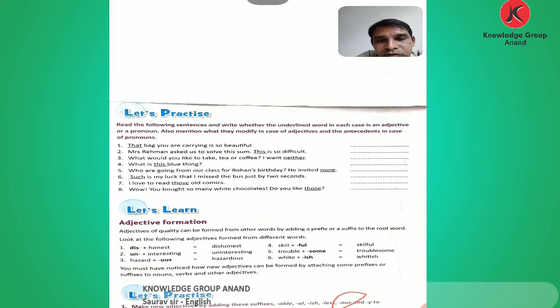And girl is given, so you add ISH: girlish. Outrage is given, so here you add OUS. Then the word spine. Then you add LESS: spineless. Red is given, so reddish is the adjective. Now next, here given is care. So what do you add? Here you add LESS: careless.